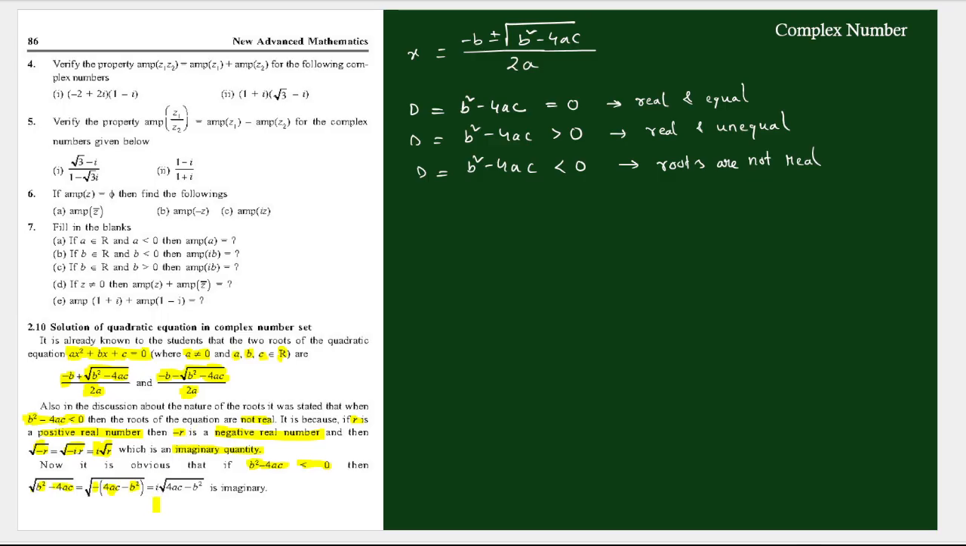Now root over of minus 1 is what? i. Okay, and 4ac minus b square. Now i has come, so now this is our imaginary. Is this fine up to here? Understood up to here?